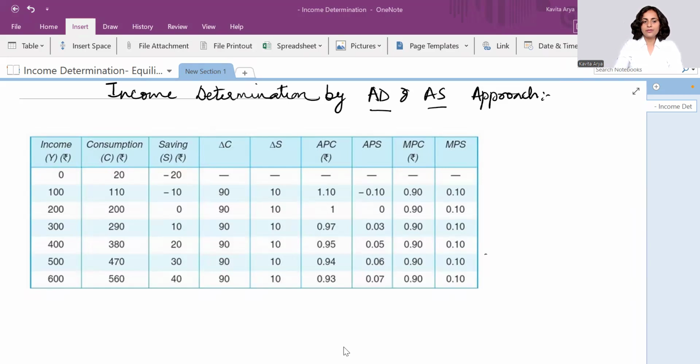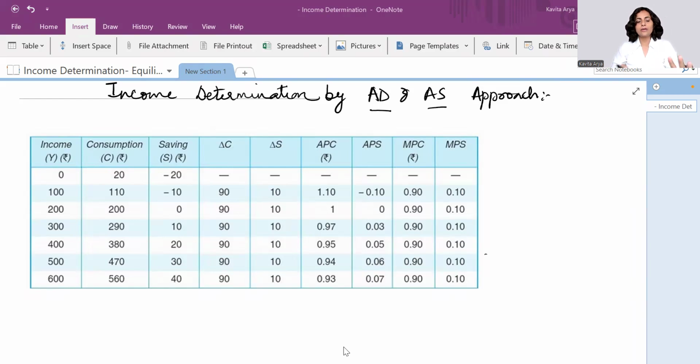Hello friends, welcome back. Now that we are done with chapter number 7, which talks about the AD, AS, consumption and saving function, and other related aspects of the same, and we have already talked about all these concepts in the last 3-4 videos, let's move ahead with the next chapter in hand, and that's income determination by AD and AS approach.